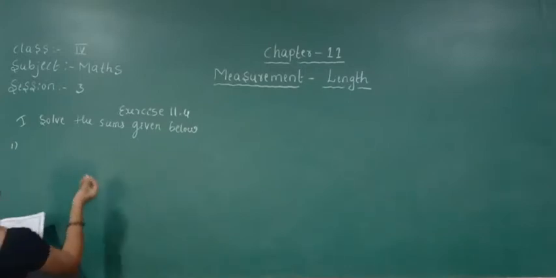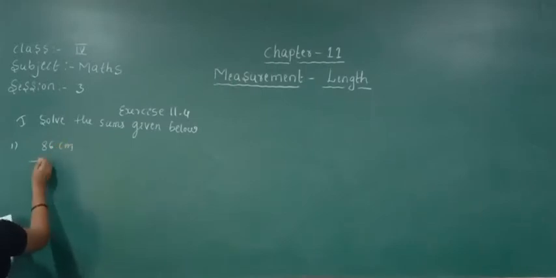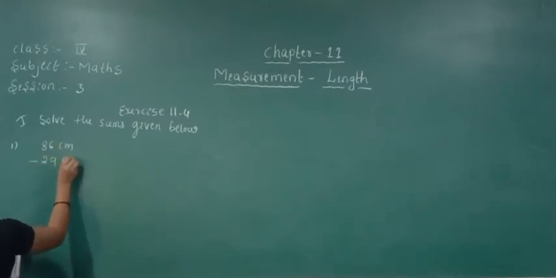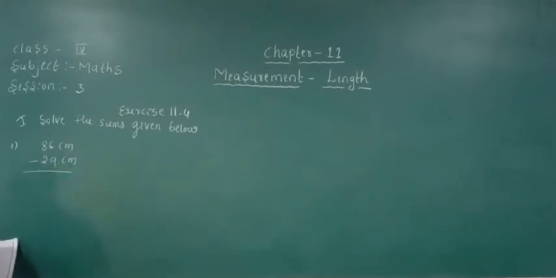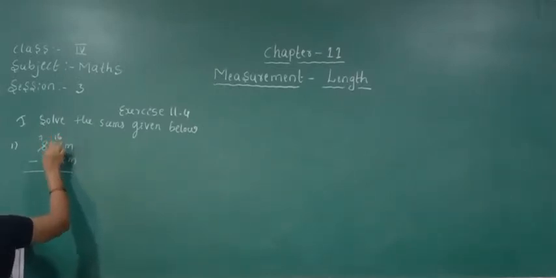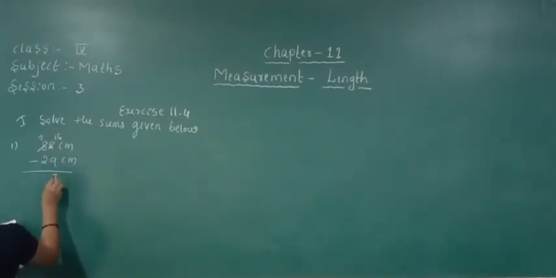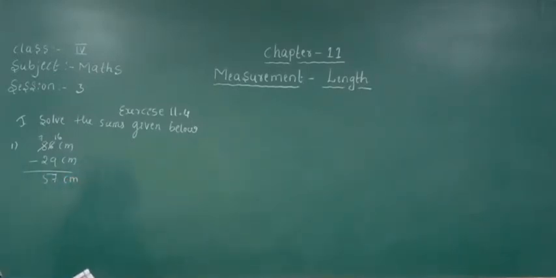In the first one, 86 centimeter minus 29 centimeter. Now we will subtract. Here 9 is bigger, 6 is smaller. What will we do? We take one from here, so it will become 16. Now we subtract 16 minus 9. How much remained here? 7. Then 7 minus 2 is 5. So the first answer is 57 centimeter.